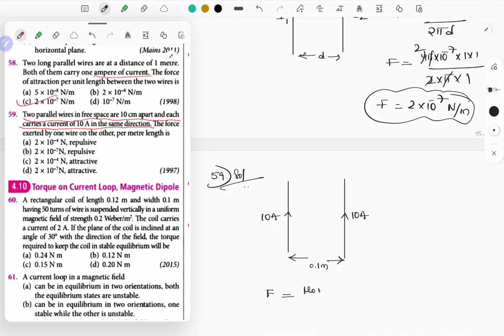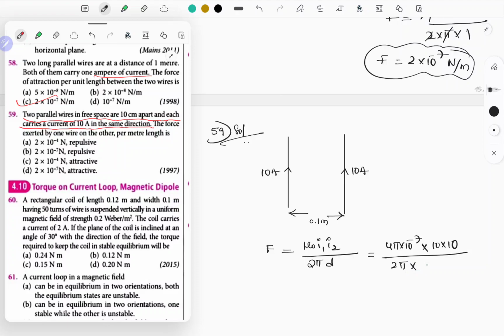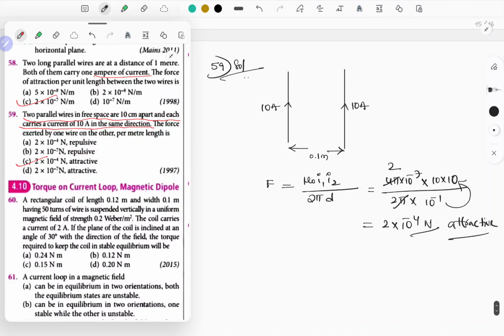So it's going to be mu naught I1 I2 divided by 2 pi d. 4 pi into 10 power minus 7 into I1 is 10, I2 is also 10, divided by 2 pi into the distance of separation, which is 0.1, 10 power minus 1. So 2 pi by 2 pi, 2 into 10 power minus 7. If 10 power minus 1 goes to the numerator, it will be 10 power 1 more, so 2 into 10 power minus 4 newtons. Attractive or repulsive? It's attractive because currents are in the same direction. Which option matches? 2 into 10 power minus 4 attractive. Option C is the correct answer. Understood?